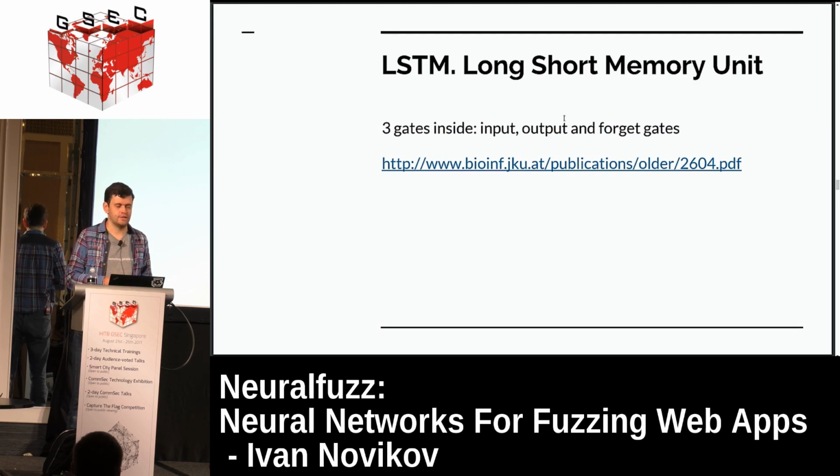Before this LSTM, people just tried to apply vanilla recurrent neural networks with no memory at all, and it was super cool for solving simple tasks. But if you would like to solve some kind of situation with states, I'll show you in a few slides how it looks in fuzzing. It's impossible to use vanilla recurrent neural networks, so people use something with memory. We should do something with the memory, and it's obvious.